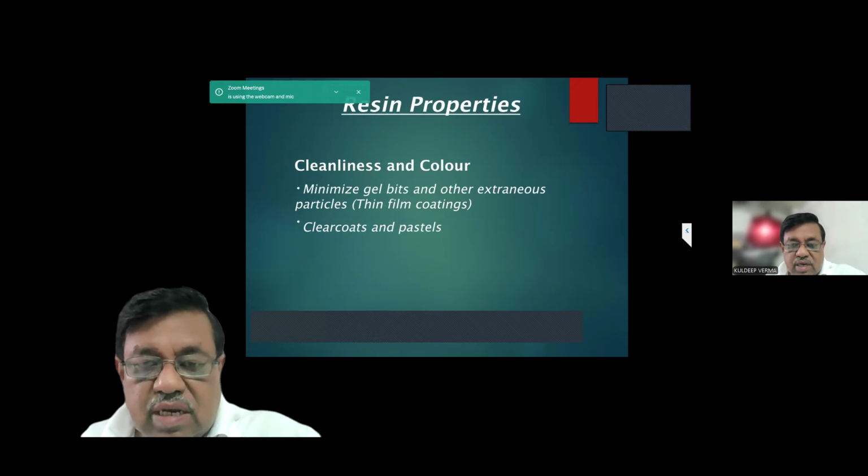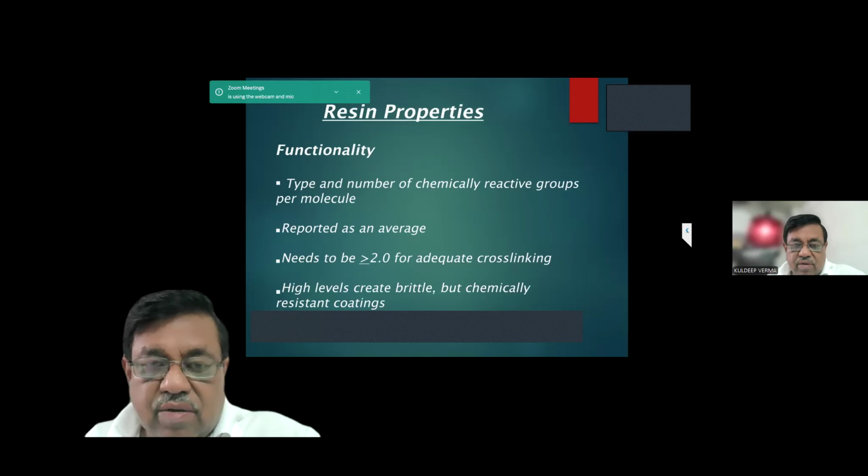The resin properties, cleanliness and transparency: there should be no gel particles or other extraneous particles, because a thin film can be applied. It should be clear or a very light pastel color. The resin properties, functionality: the type and number of chemically reactive groups per mole is called functionality. It is reported as an average and needs to be more than 2.